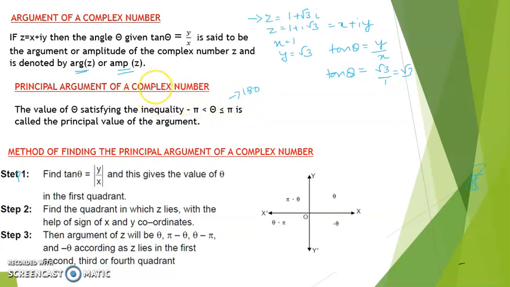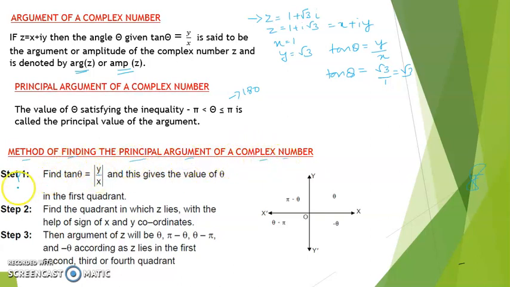In your NCERT questions, when it asks to find the argument of a complex number, it is finding the principal argument. That is why I have given these steps, and in the forthcoming video I will explain how to solve questions with these steps. First understand this with examples, and with questions it will be easier and you will grasp the concept. So this is the algorithm or steps. Method of finding the principal argument of a complex number.